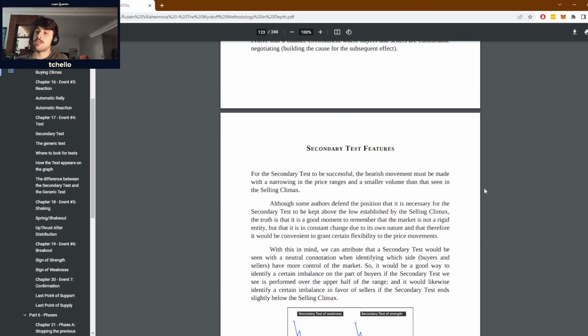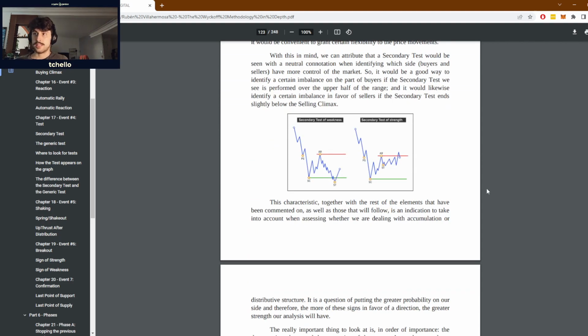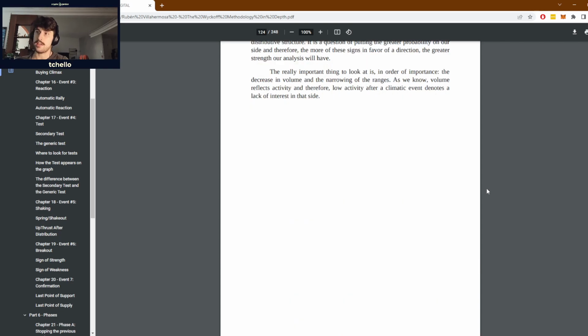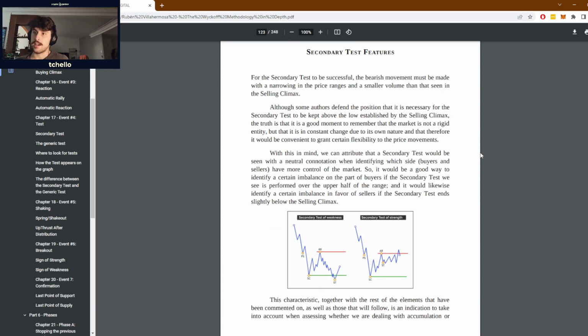So there are some key features of a secondary test, and it can happen in many different ways. If we look here at this diagram, we can see two examples of a secondary test in the context of an accumulation, right? So we have a secondary test of weakness, and we have a secondary test of strength. And Ruben points out to us here that some authors around the internet, if you go looking for Wyckoff books and whatnot, might defend that the secondary test must be above the selling climax or below the buying climax or something like that. But that is not necessary.